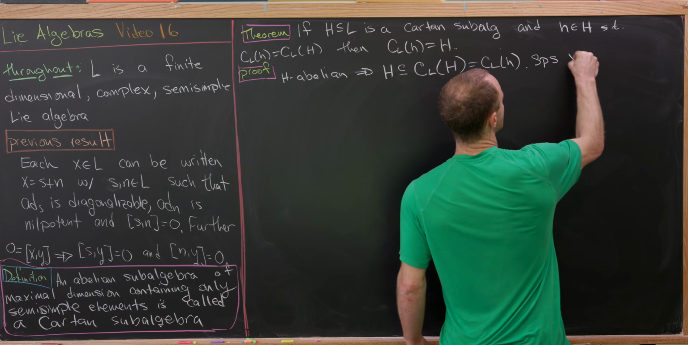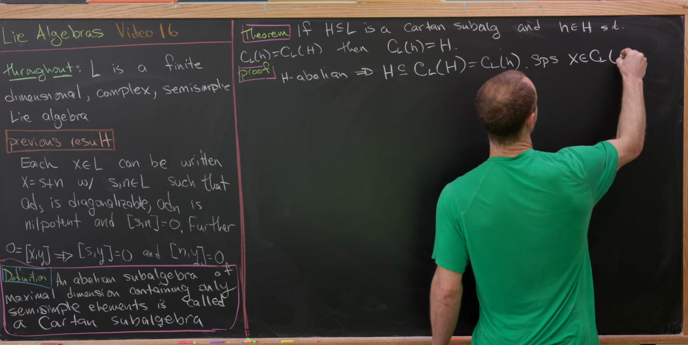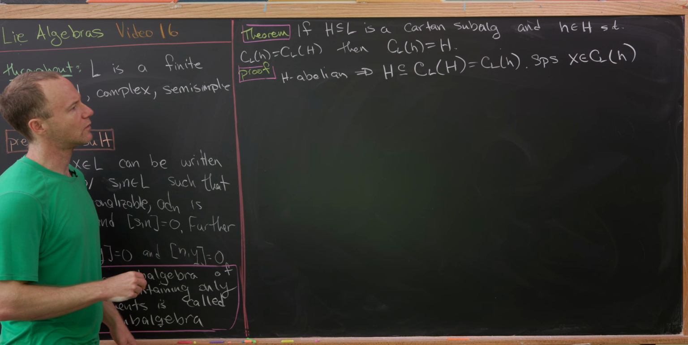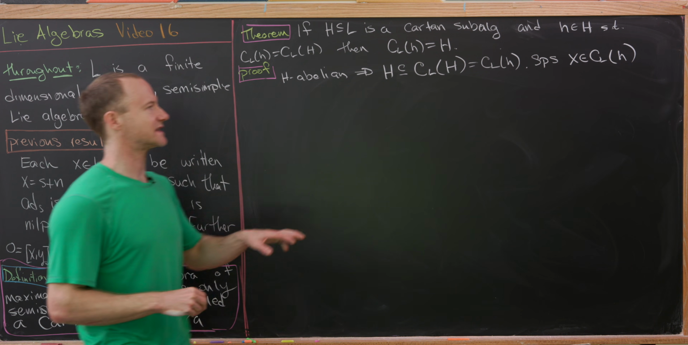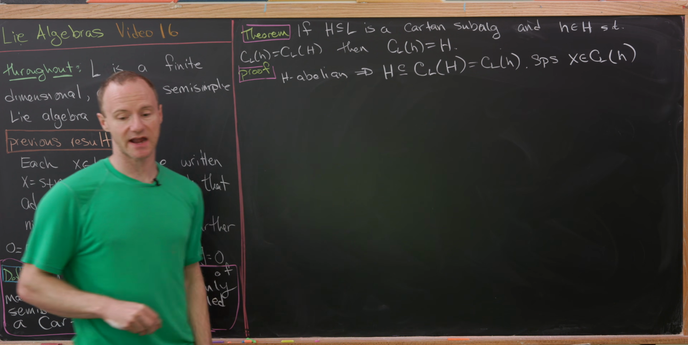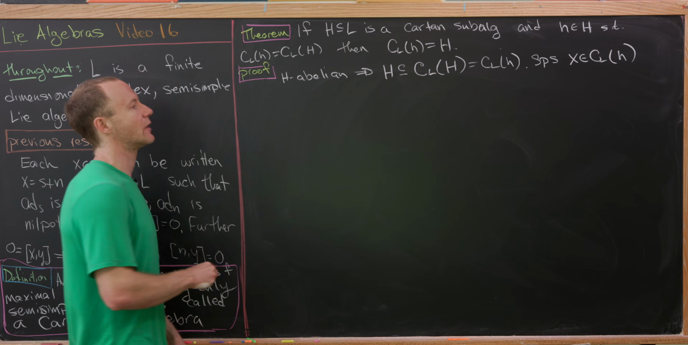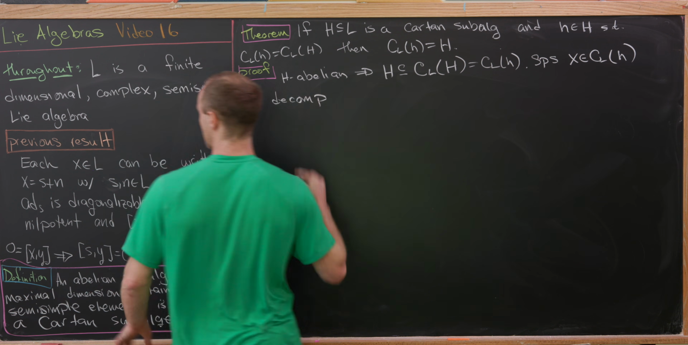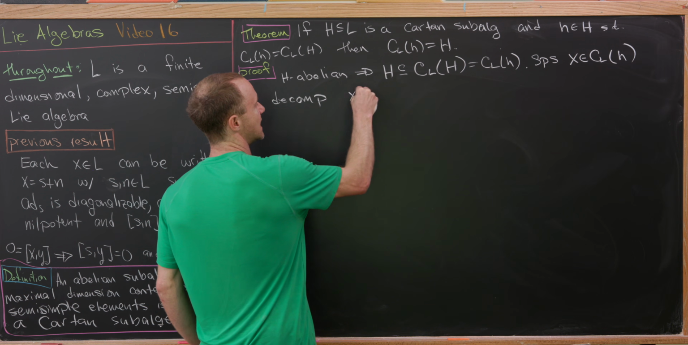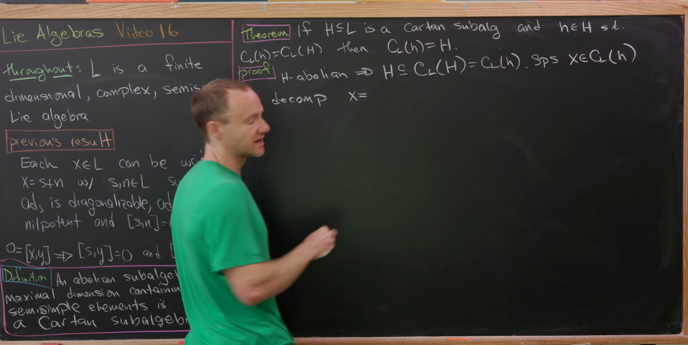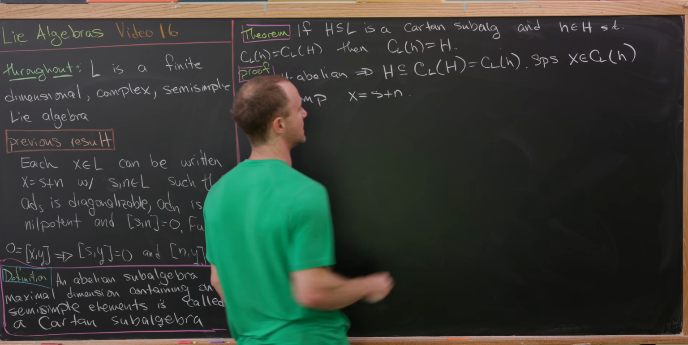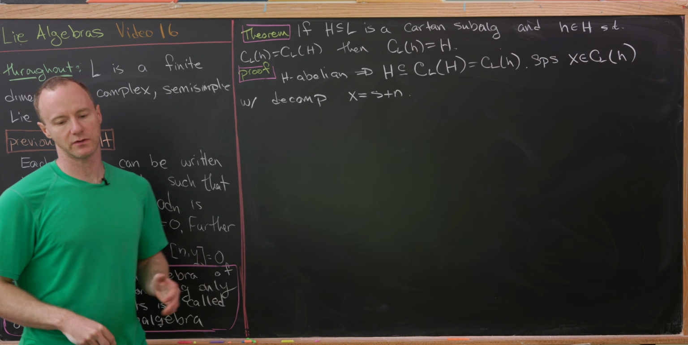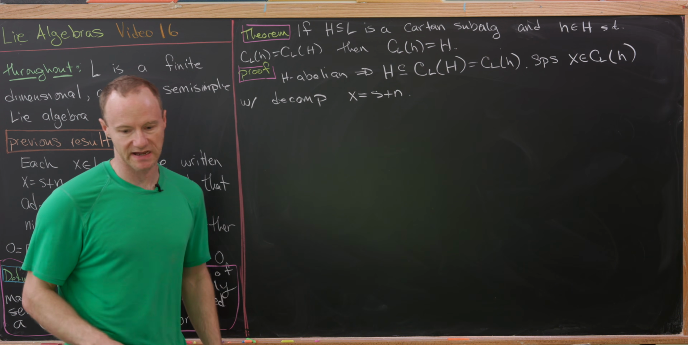So now let's suppose that we've got an x inside of CL little h. And what do we want? Well, we probably want to get that x inside of h. So let's see how we can do that. This is going to have a decomposition based off our previous result. X equals S plus N, where S is semisimple and N is nilpotent, like this over here, but I won't write it down.